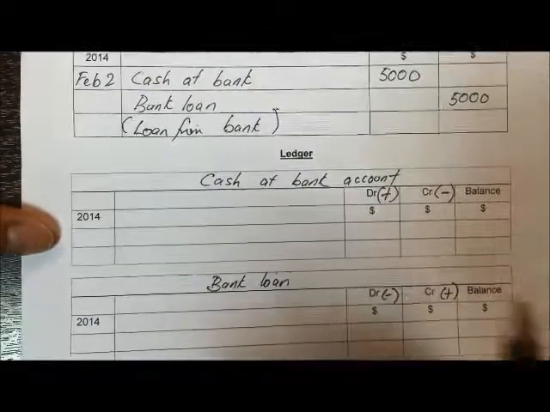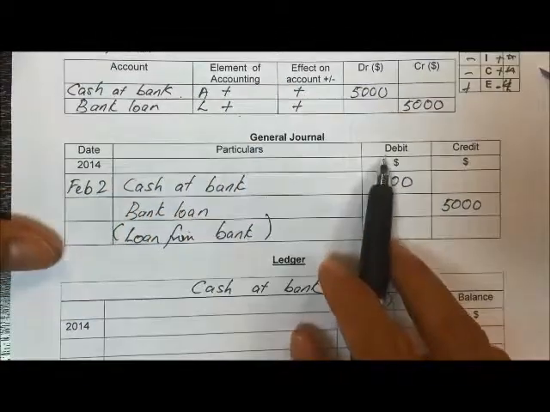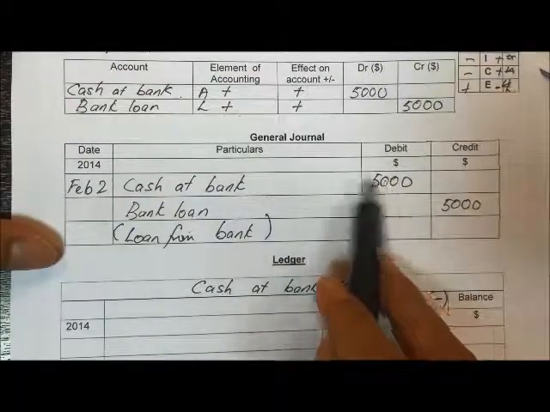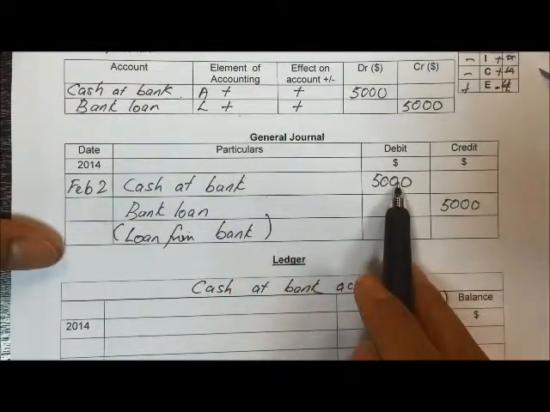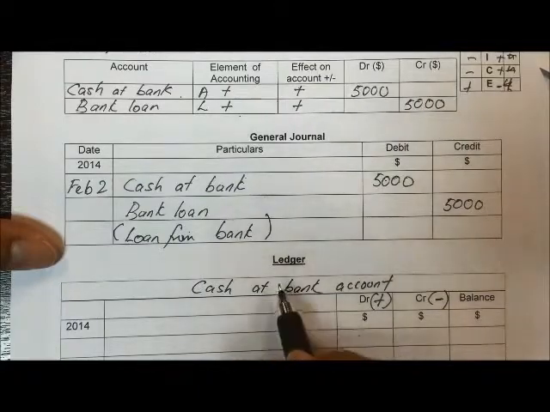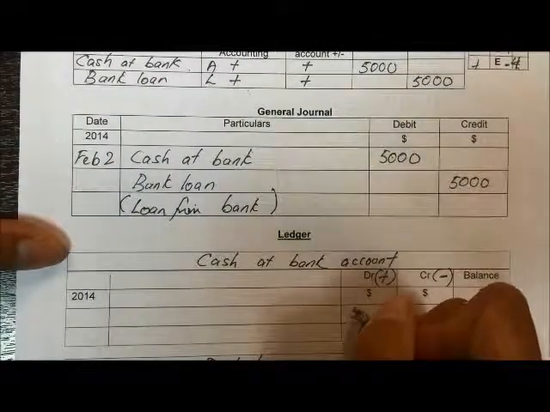Now we're going to enter. Referring to the journal, what we do is we're going to debit the cash at bank account. Debit means enter on the debit side of the cash at bank account, $5,000.